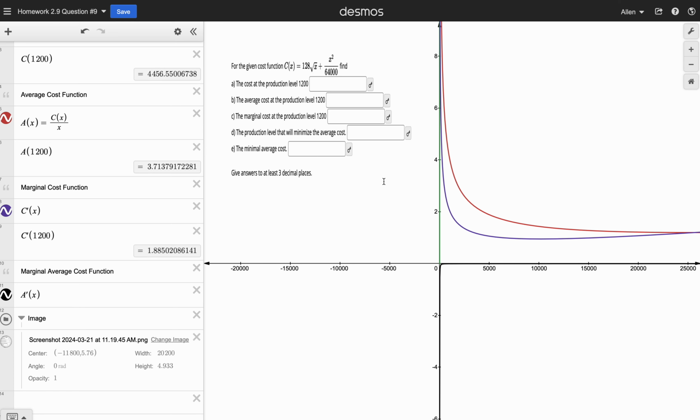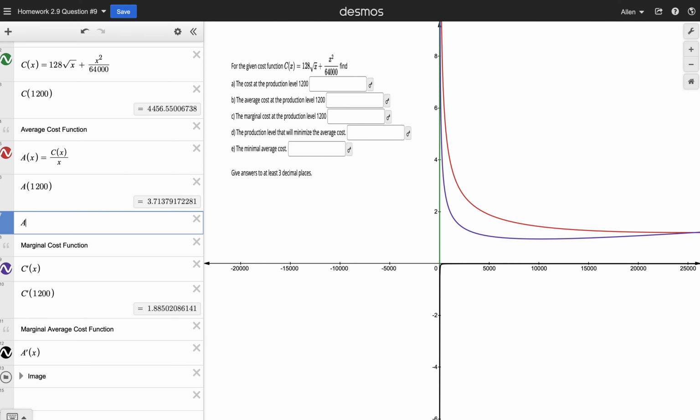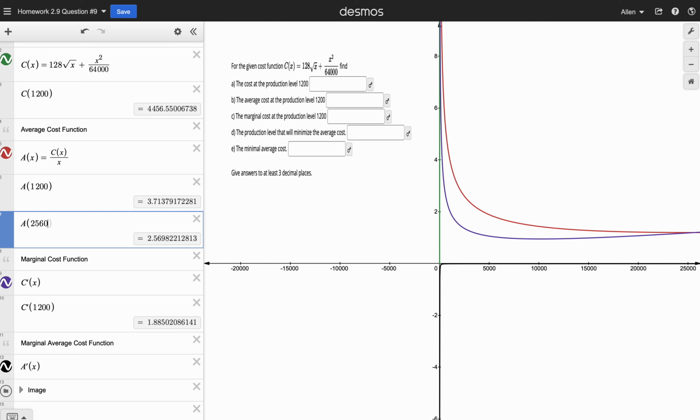And then to find out what that minimal average cost is, we have to plug that 25,600 into the average cost function. So I'm going to come up here to my average cost area, and I'm going to put in 25,600 and see what my minimal average cost is. The lowest we will get to is $1.20 when we do that.